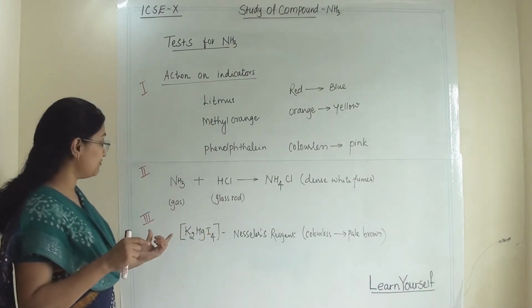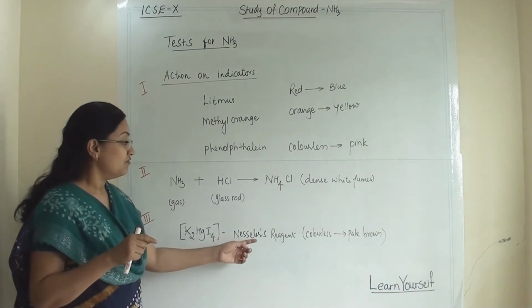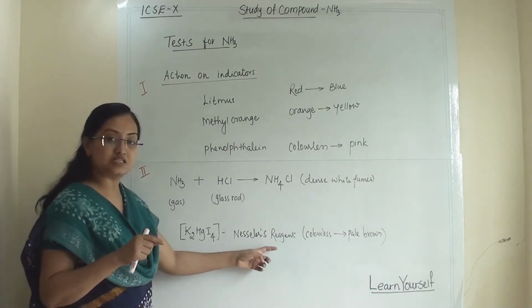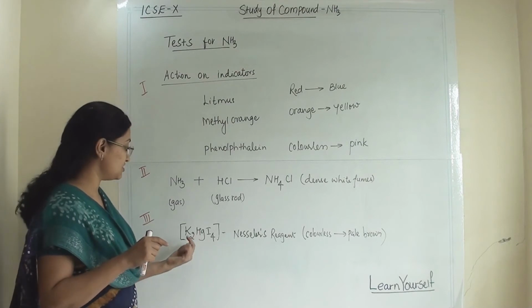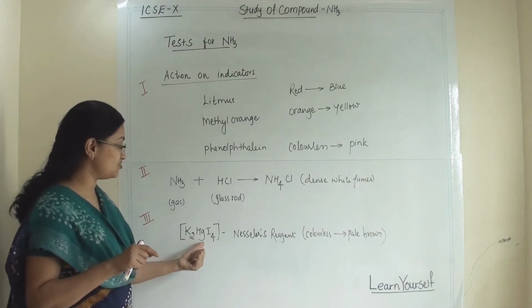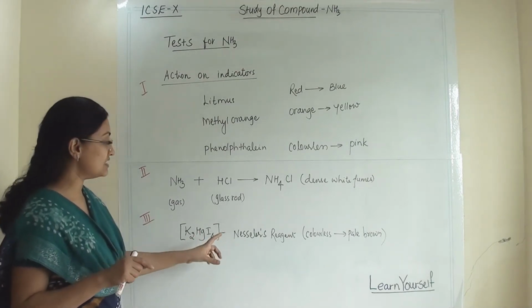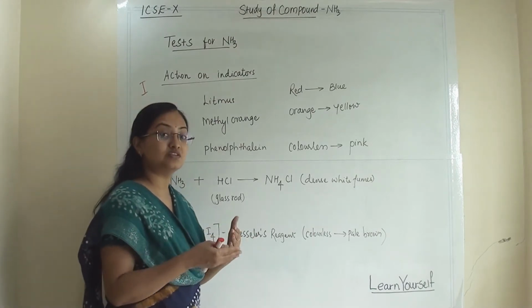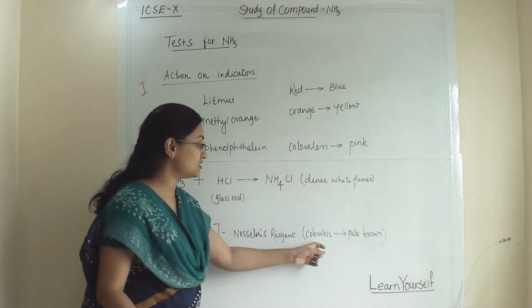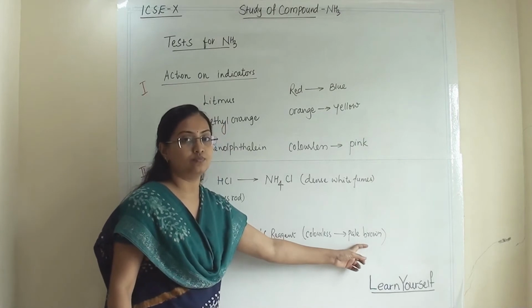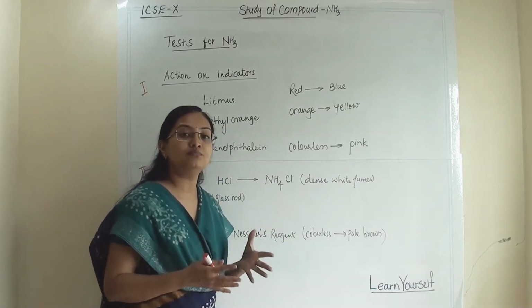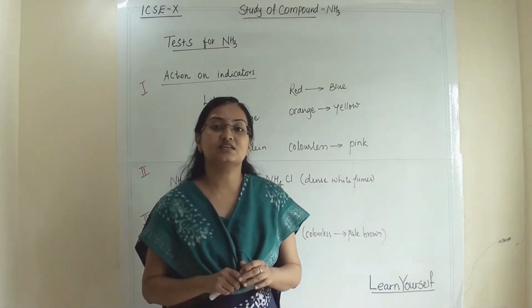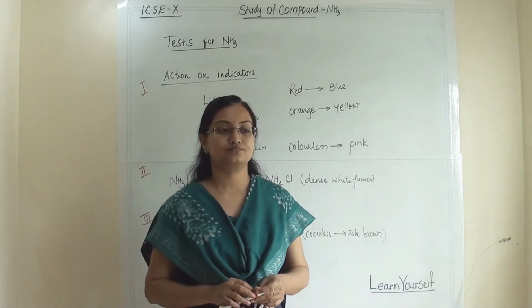Now the third type of test needs Nessler's reagent. What is Nessler's reagent? The formula is K2HgI4. When Nessler's reagent comes in contact with ammonia, it turns from colorless to pale brown. So all these tests will confirm that yes, this gas is ammonia gas.